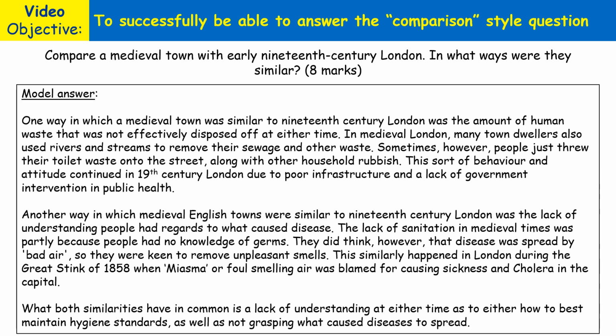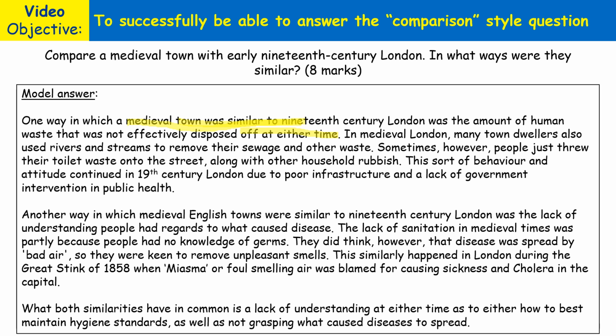But here for the model answer and this example question, we're looking at similarities between a medieval town and early 19th century London. And right from the start, we are addressing the question in our first sentence. So one way in which a medieval town was similar, so straight away we're showing the marker we're addressing the question that's being asked of us, to 19th century London, was the amount of human waste that was not effectively disposed of at either time. Apologies for the typo there that I've just highlighted.